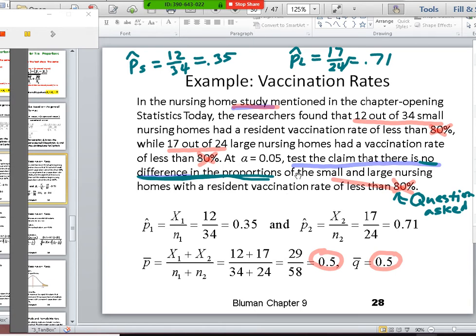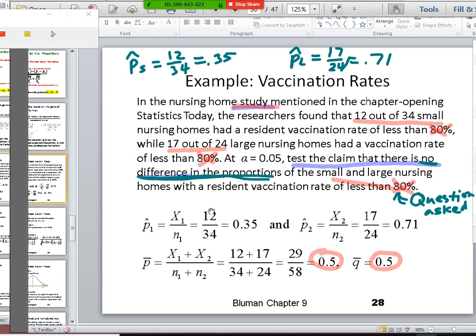Okay, so now let's take a look. What am I testing? What's my claim? Everybody look up and see this part. The claim is that there is no difference in the proportions. No difference means equal. So my claim is that these two proportions are equal. Is everybody on board with that part? See right here where it says claim? Claim is no difference in proportions.